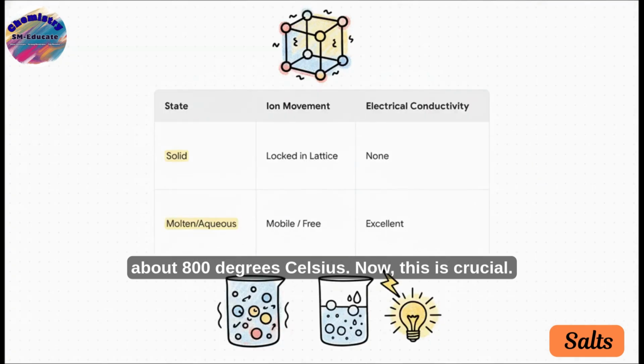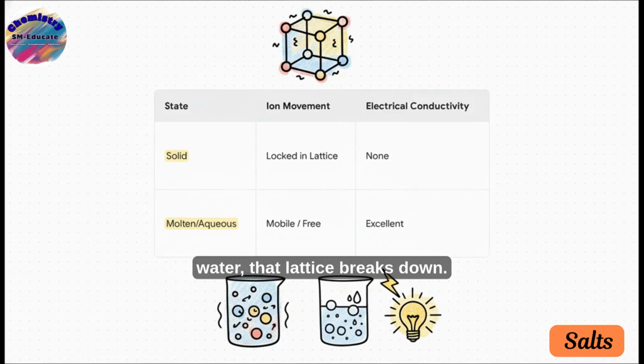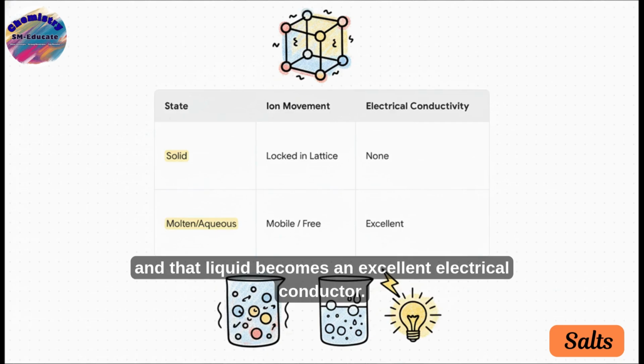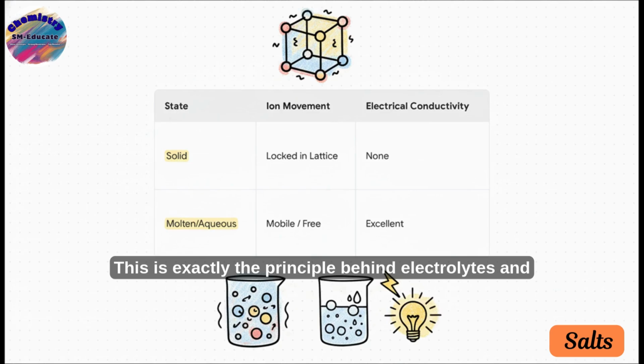Now this is crucial. Electricity is just the flow of charge. In a solid salt, sure, the ions are charged, but they are locked into that rigid lattice. They can't go anywhere, so no electricity flows. But if you melt the salt or dissolve it in water, that lattice breaks down. Suddenly, those ions are free to move around, and that liquid becomes an excellent electrical conductor. This is exactly the principle behind electrolytes in sports drinks. They're just salts dissolved in water, helping electrical signals move through your body.